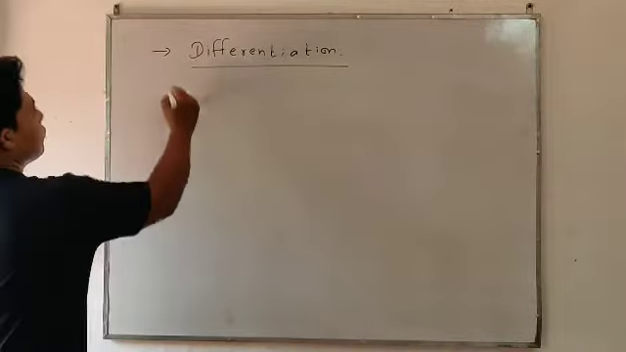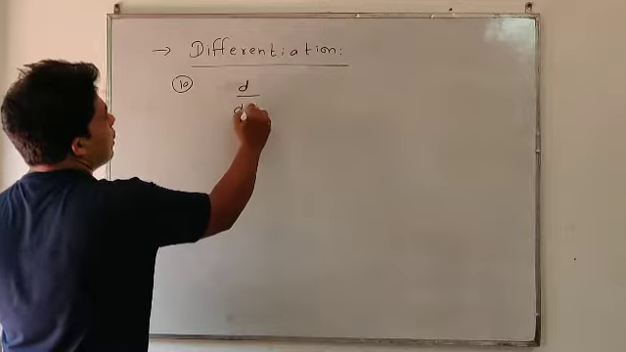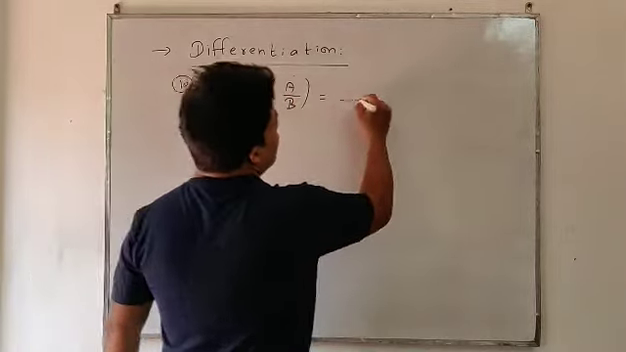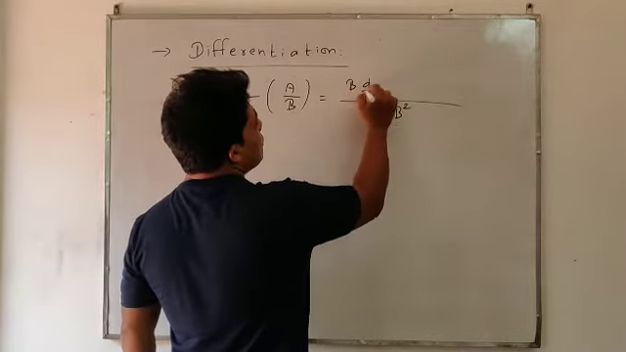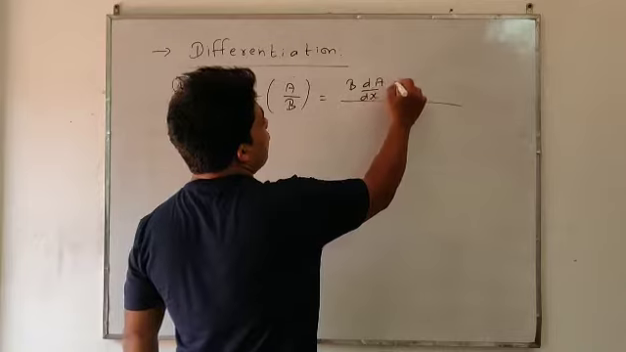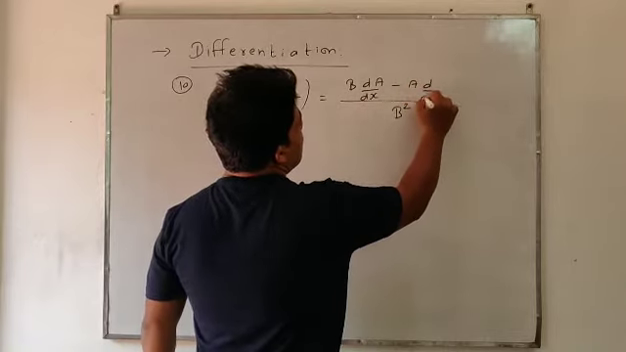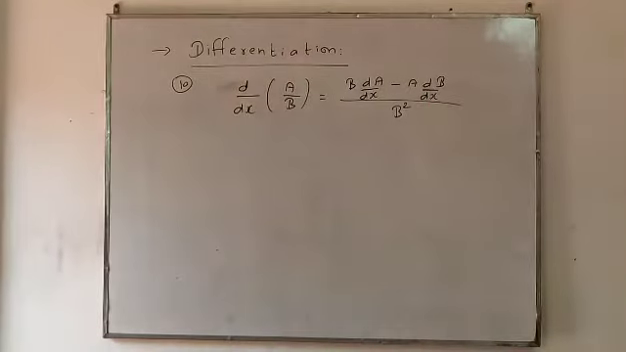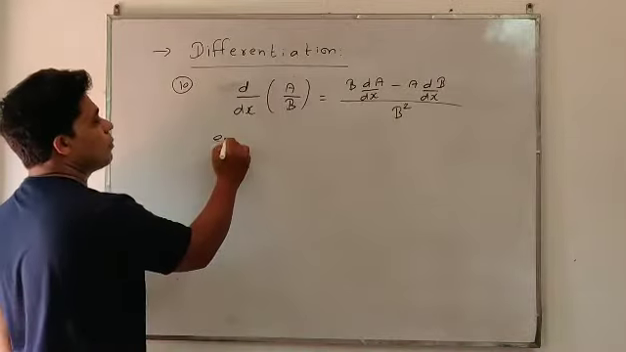See the last one, d by dx of a by b. If the components are in division, then it is b square in the denominator, b as it is, differentiate of a, minus a as it is, differentiate of b. Students, you can check the formula. We are having two components.